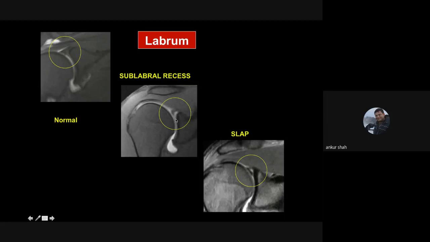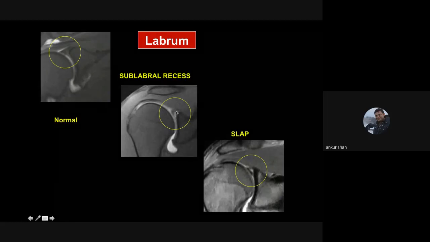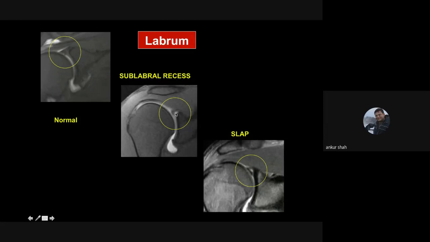One is the sublabral recess is always very smooth, while a tear can be irregular. The recess always curves medially, while whenever there is a tear, it usually goes in the substance of the labrum. So instead of going medially, it should be like this. If it is going inside the labrum, it is a labral tear. And if this gap is more than 3 millimeter, then it is usually a labral tear.